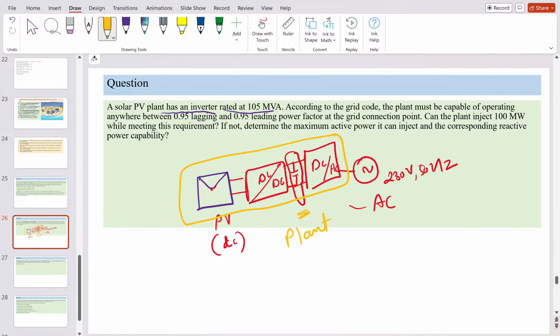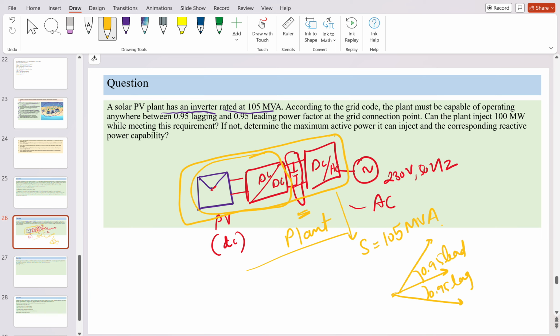In a small scale plant you have a single unit generating, but in a plant you can have multiple units of this kind. So it is telling that it can supply with the inverter rated at, and this inverter is basically the DC to AC converter. I'm considering this as a solar PV system. So S is equal to 105 MVA, as given. And it is telling that it can supply in both directions, like it can provide 0.95 lag and 0.95 lead also.